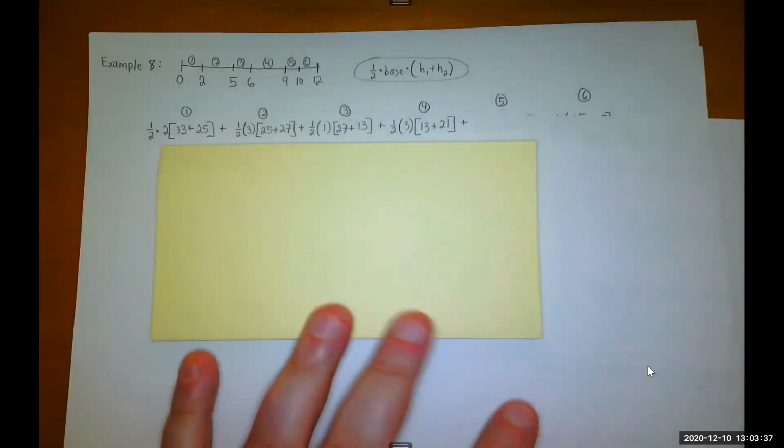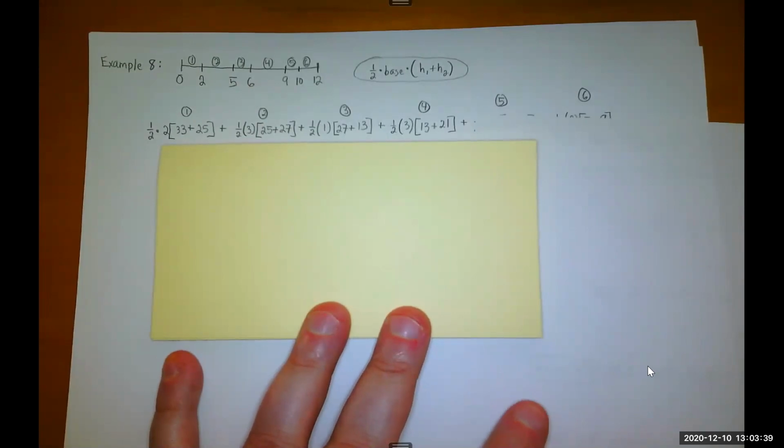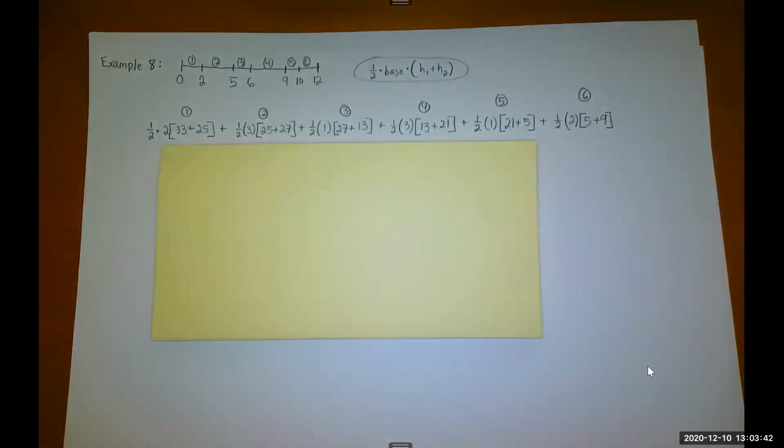Okay, let's check in on those last two trapezoidal areas and finish this sucker off so we can finally put a fork in it and be done. Okay, fifth trapezoid. We use the 1/2. That is the area formula for a trapezoid. You need a 1/2 every single time. The 1, that is the length from 9 to 10. 21, that is the function value at 9. 5, that is the function value at 10.